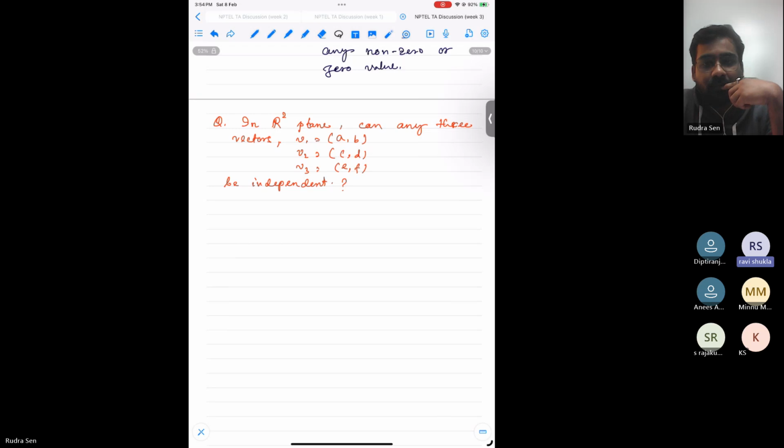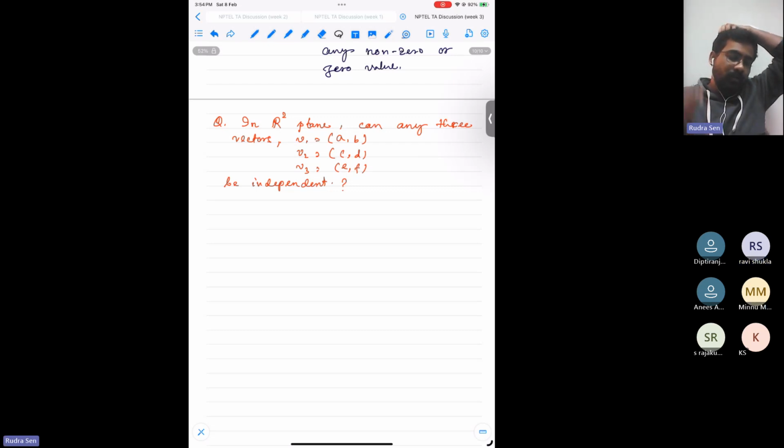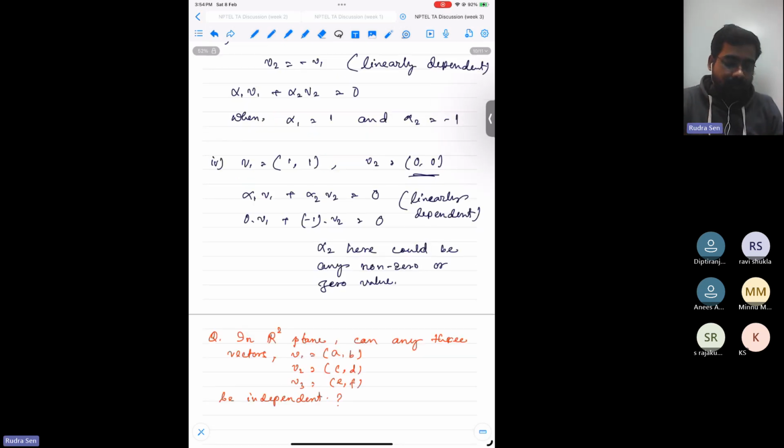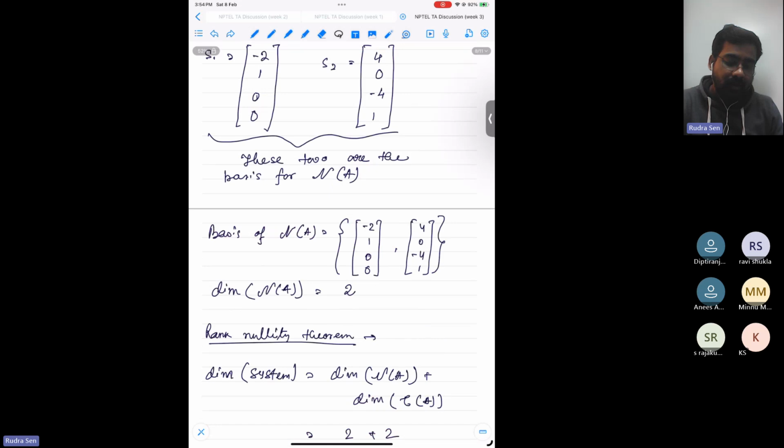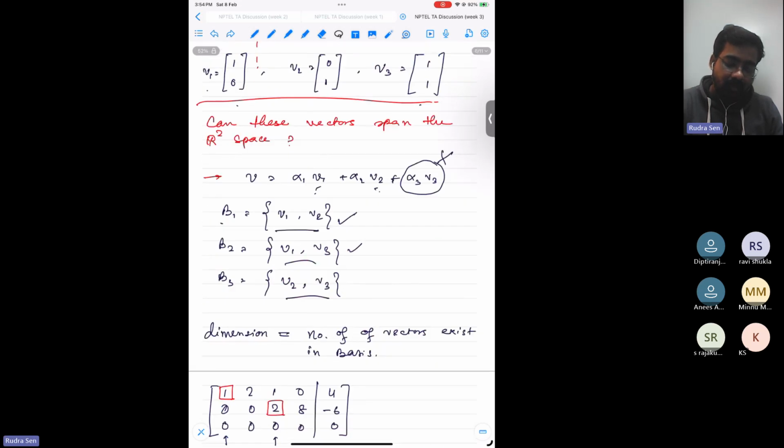They are linearly dependent because the vectors are three in number, and this is the R2 plane, so one more vector is there. So when we're talking about R2 plane, the maximum number of vectors that can be independent with each other is 2. Because this is basically the basis, as we have discussed before.